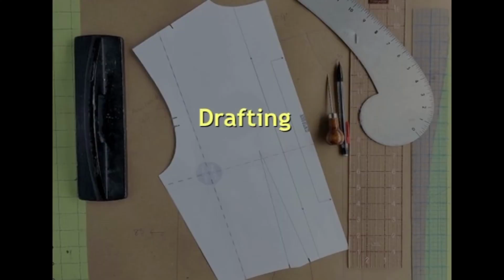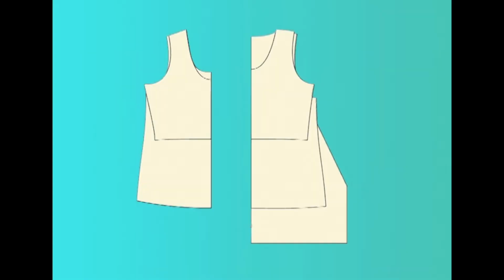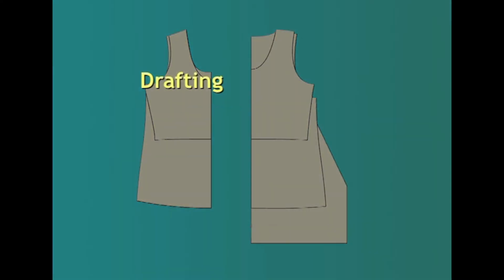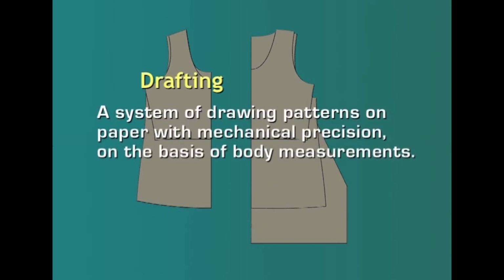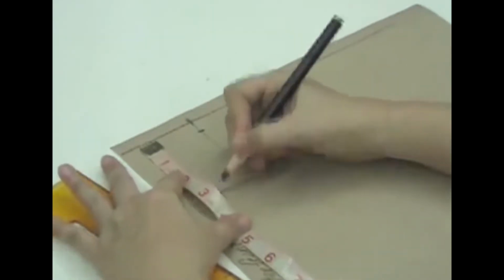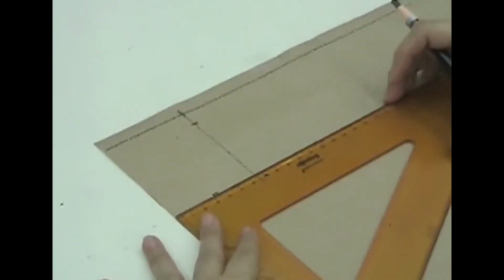Coming to the first procedure, that is drafting. It is a two-dimensional basic method of preparing a paper pattern. Drafting may be defined as a system of drawing patterns on paper with mechanical precision on the basis of body measurements. The pattern is prepared on brown paper using personal measurements of the wearer. The garment prepared by this method fits exactly to the satisfaction of the wearer.